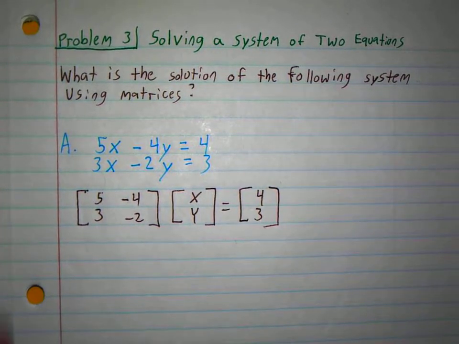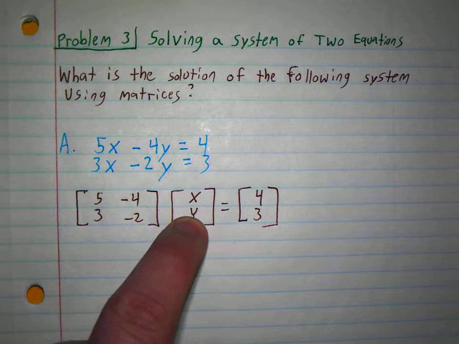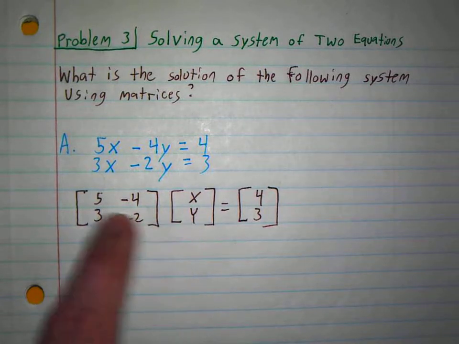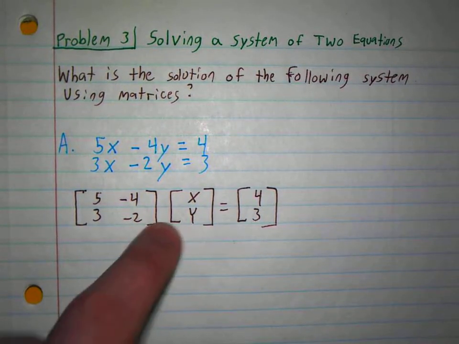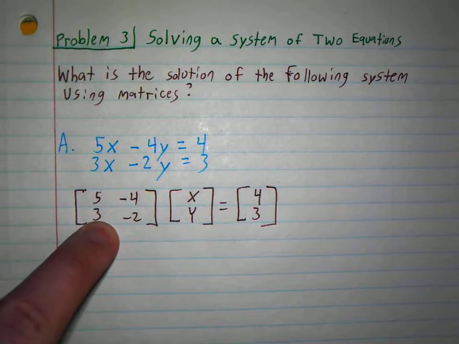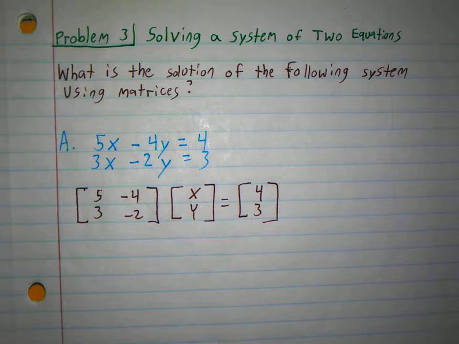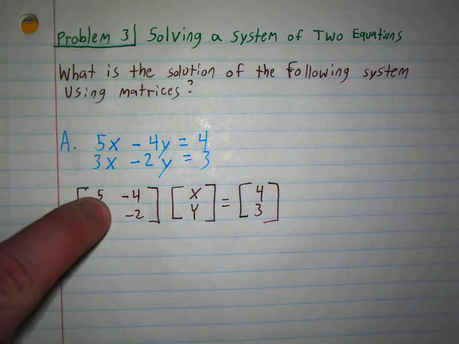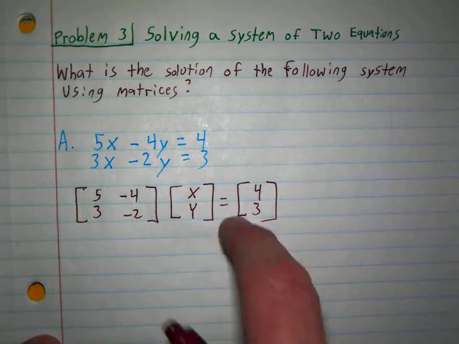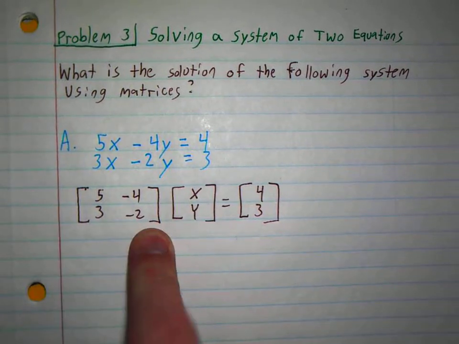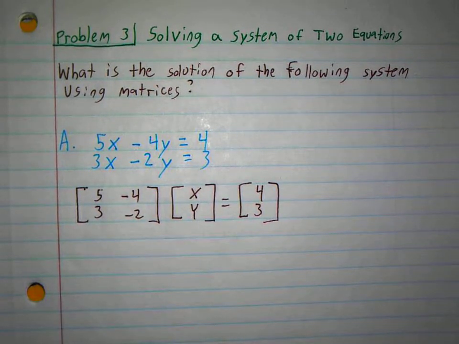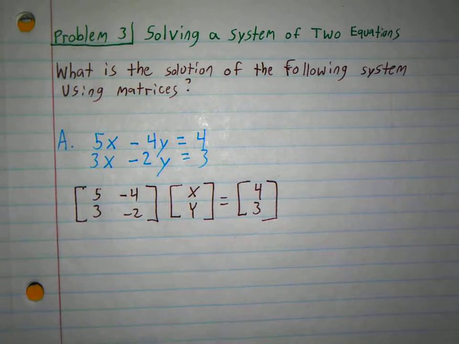So in order to solve this, I need to get x, y by itself. Okay? This is all multiplication. So I have to undo this matrix. So what we're going to do is find the inverse of this matrix, and multiply it to both sides. The inverse will cancel this out, making the identity, leaving the variable matrix. Okay, we had this in our notes.